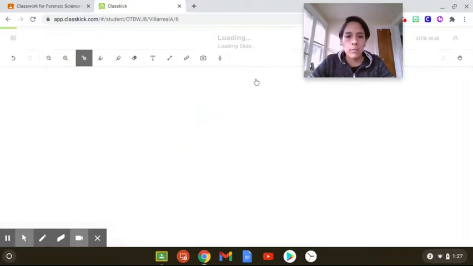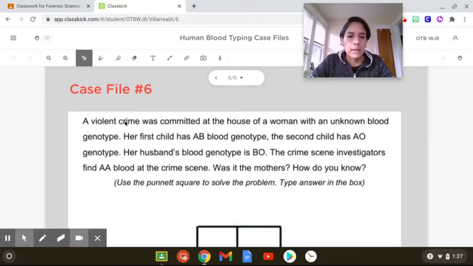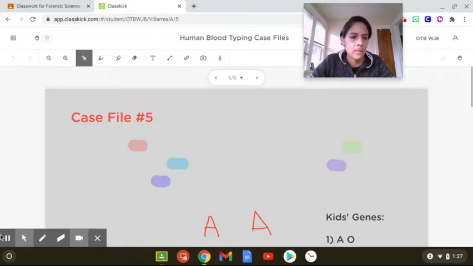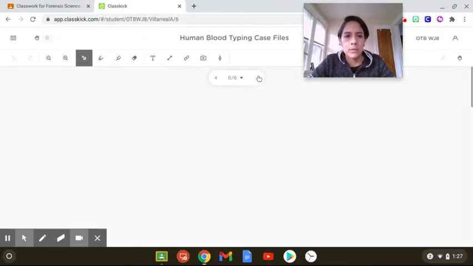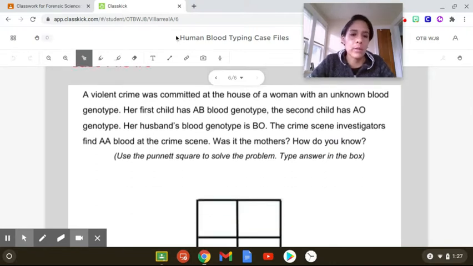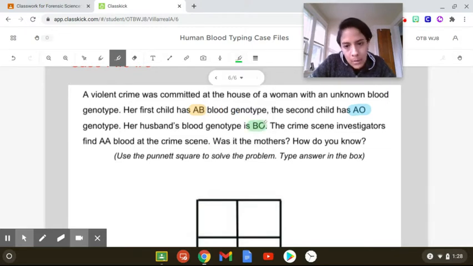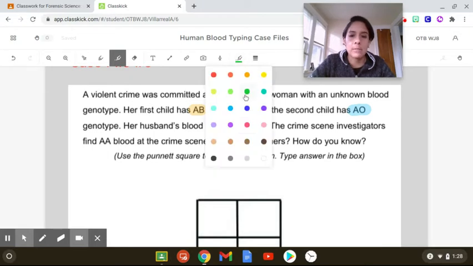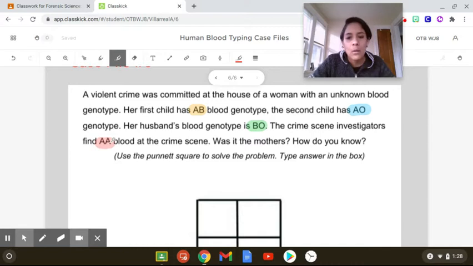Moving right along to the next problem. Okay, a violent crime was, okay, so this is the last one. A violent crime was committed at the house of a woman with the unknown blood genotype. Her first child has AB blood. Okay, so we have more children in here. The second child has AO. Okay, her husband's blood genotype is BO. The crime scene investigators find AA blood at the crime scene. Was it the mother's?